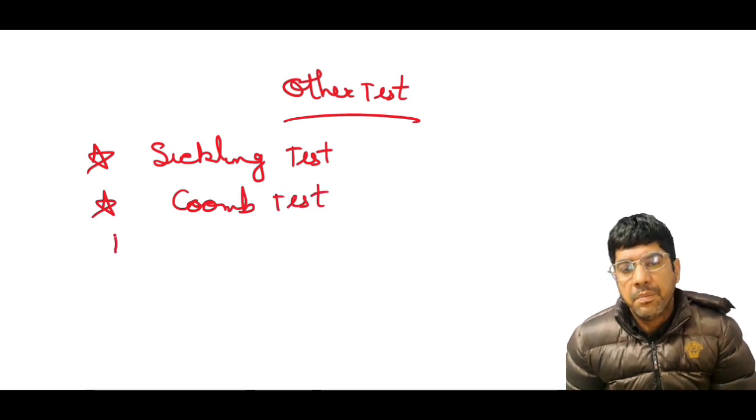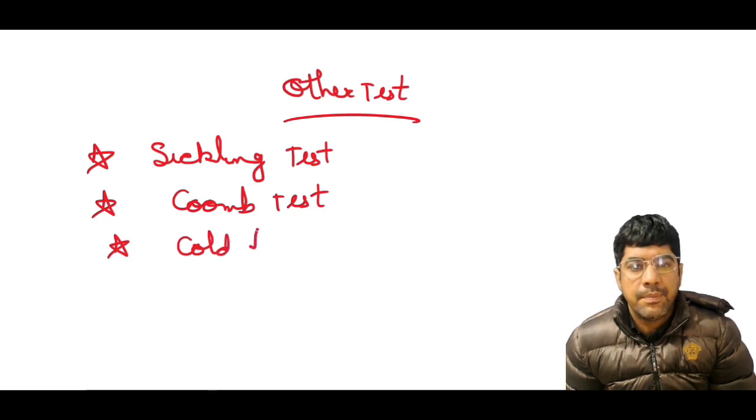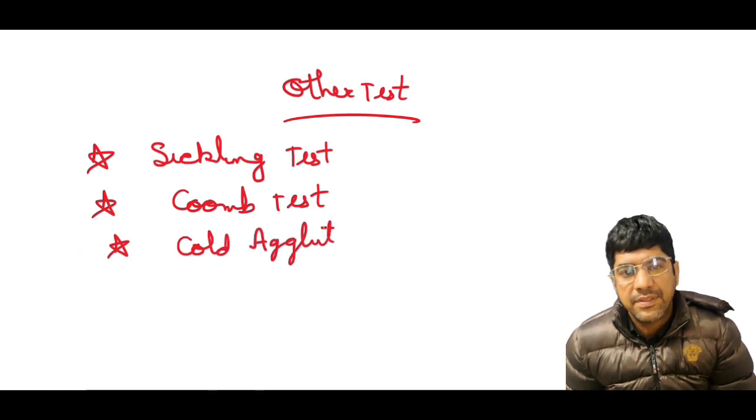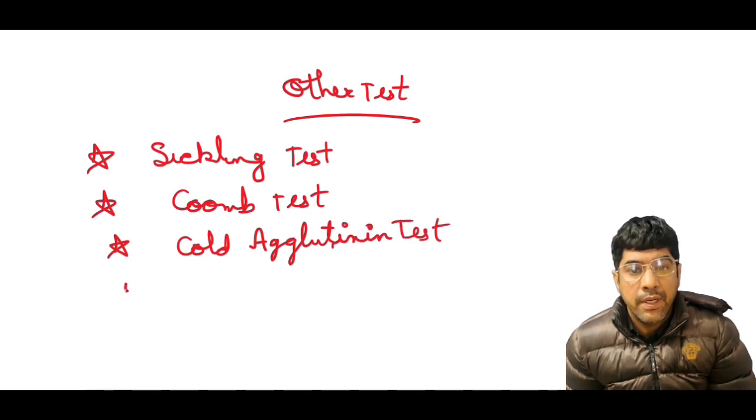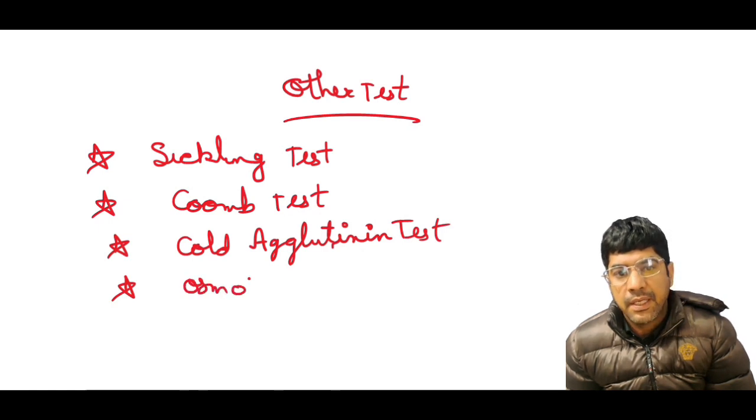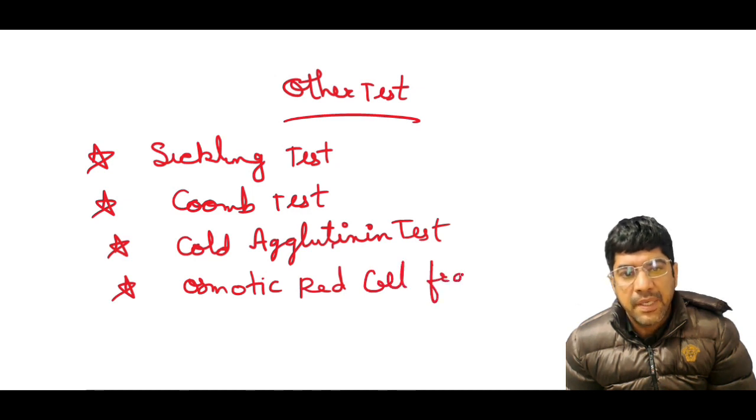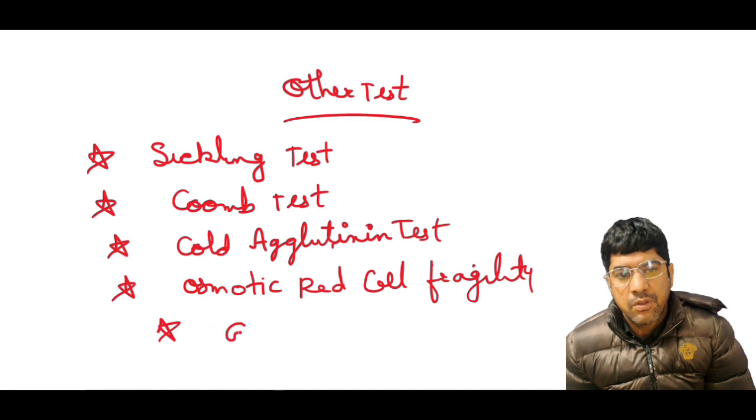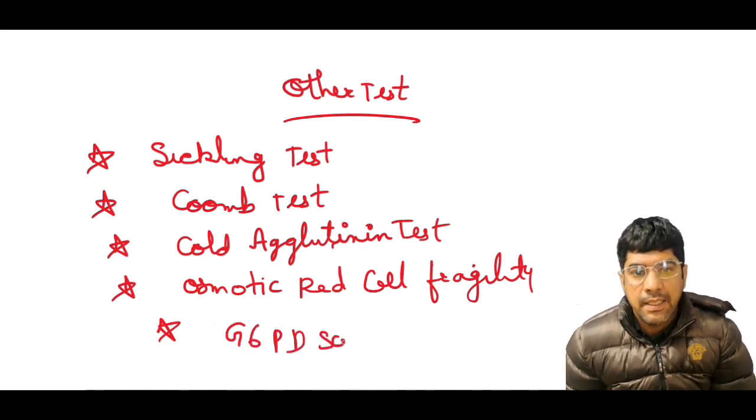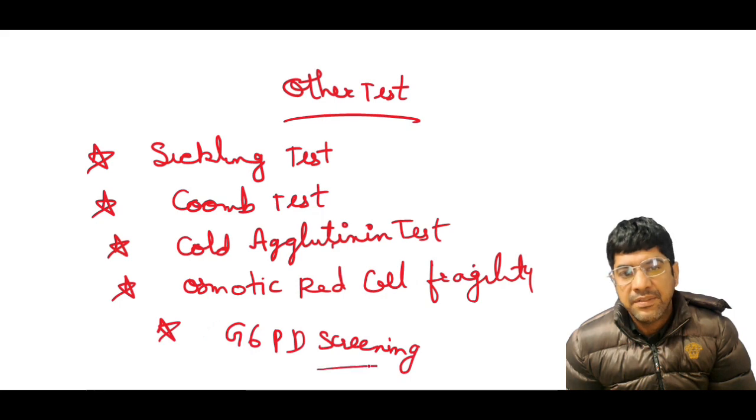The additional tests that you can perform are the sickling test, which helps to detect the presence of sickle hemoglobin; Coombs test, which can be done to identify autoimmune hemolytic anemia by detecting the antibodies attached to the red blood cells; and cold agglutinin test, which evaluates the presence of antibody that causes red blood cell agglutination at cold temperature. Other tests could be osmotic red cell fragility, which helps to assess the fragility of red blood cells in osmotic solutions, for example in glucose-6-phosphate deficiency.